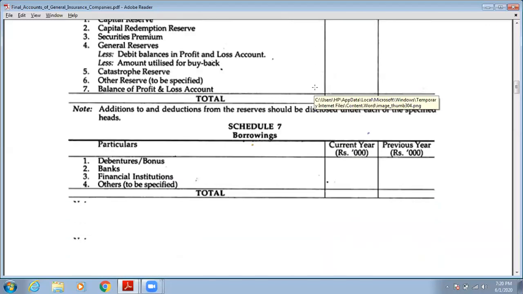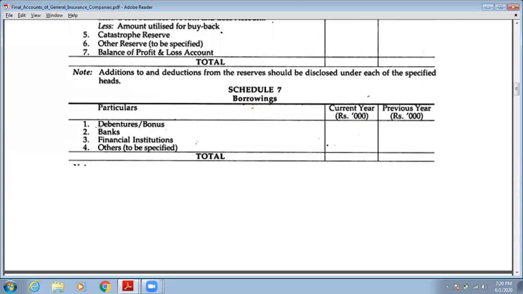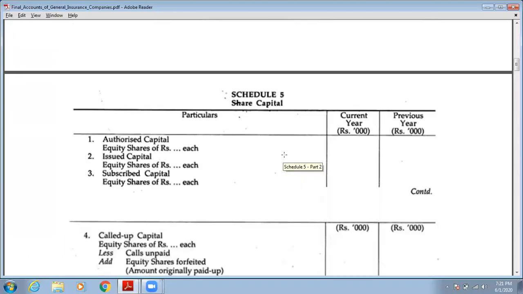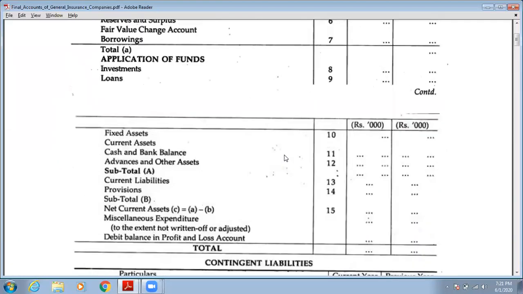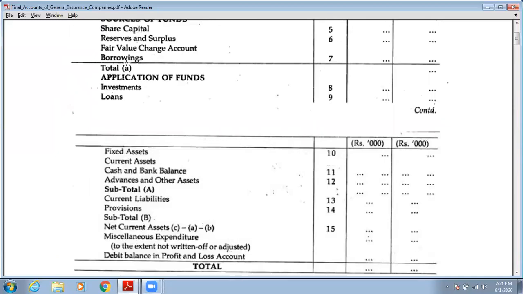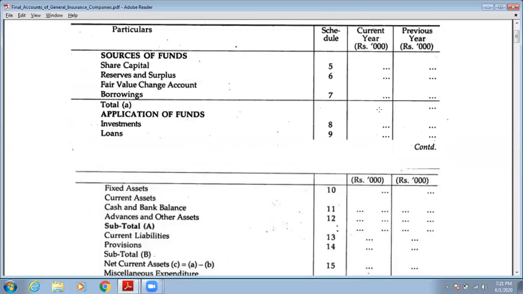So for the borrowings we will prepare schedule number 7. In borrowings, what will you include? You will include debentures and bonds, banks, financial institutions, and others. If you take borrowings from banks, any financial institution, or other borrowings, you will write them here, and the total of the borrowings we will write in the balance sheet, schedule number 7, under the borrowings heading. Then you will add all these terms and take the total of these terms. Then you will write the application of funds.